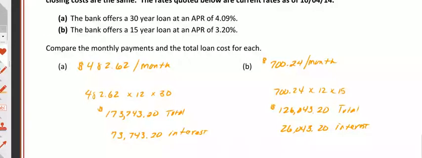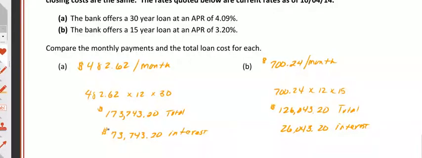Now, given that information, what's the total loan cost for each? So if you take that monthly payment times 12, that would give you what you would have for a year, and then multiply that by 30 for 30 years. Over the lifetime of that loan, and remember the principal was $100,000, you end up paying $173,743.20. That's a total of $73,743.20 in interest. Really scary when you think about that.